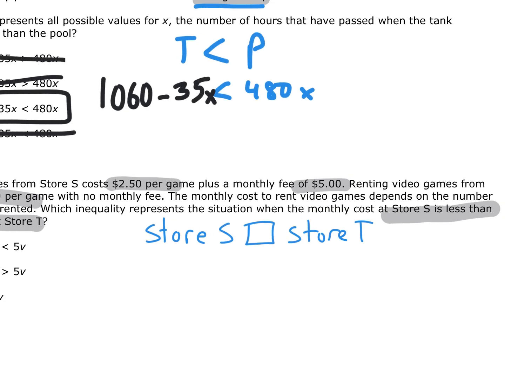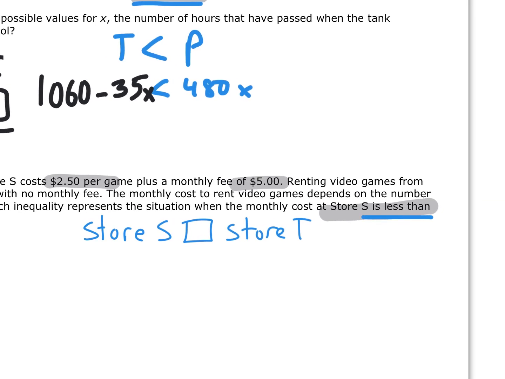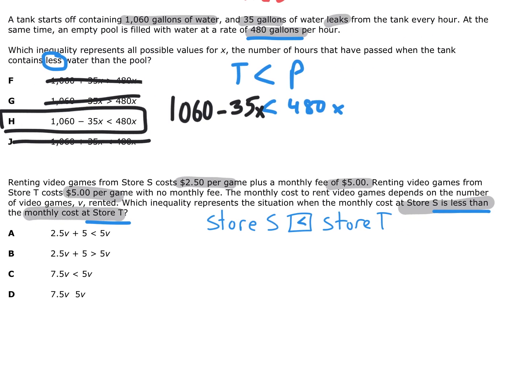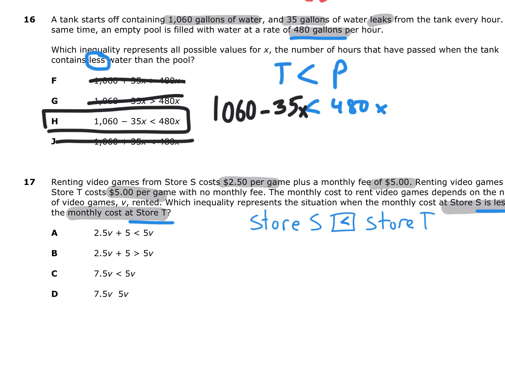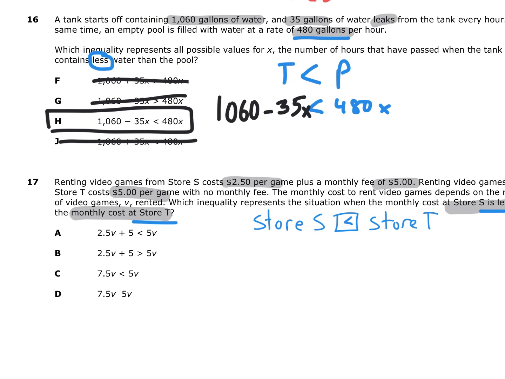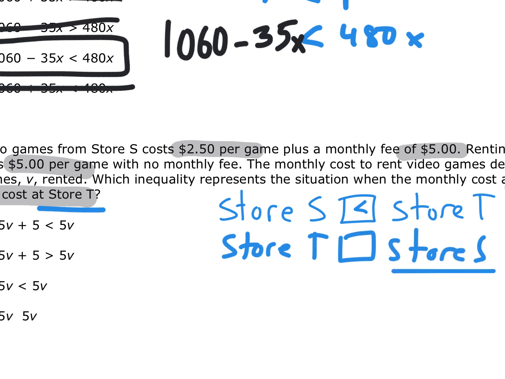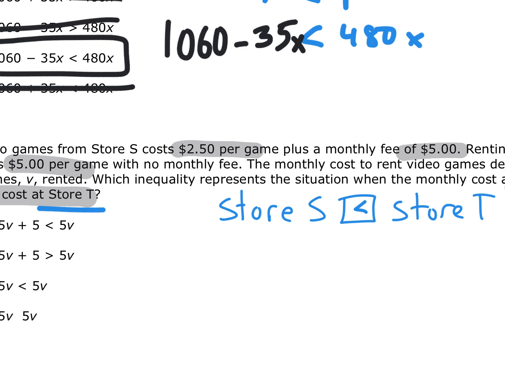Okay, what am I looking for? Store S is less than Store T. So I need a less than. So I want Store S on the left side. I want Store T on the right side. Now, it doesn't actually matter. I could have written Store T something Store S. We know that this one has to be the smaller one, so it could go that way. But all I'm saying is you have to look for the symbol pointing to the right thing on the right side.